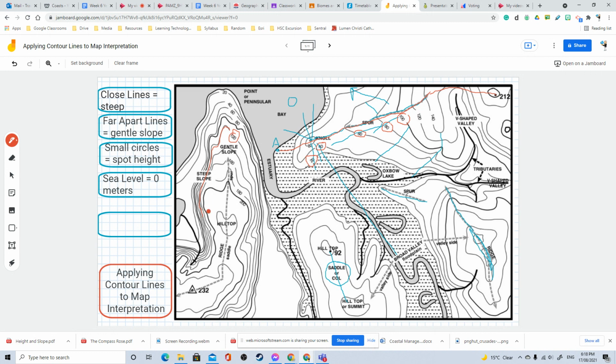All right, so that's where you've got to really concentrate and pay a lot of attention in terms of interpreting and understanding contour intervals. That's lesson 3.